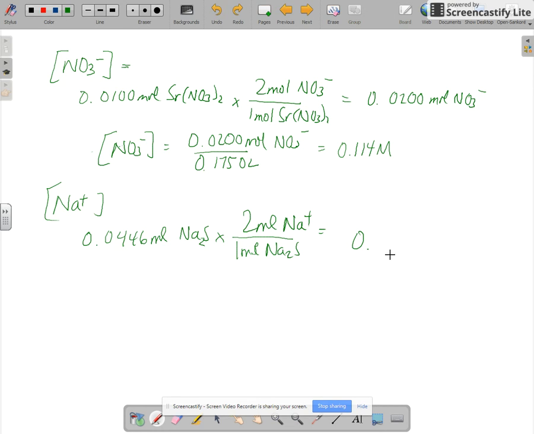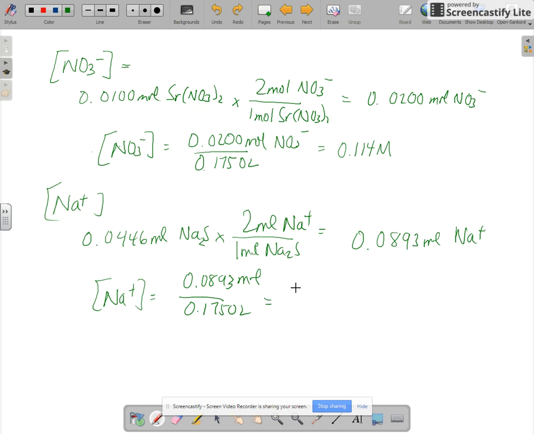That comes out to 0.0893 moles sodium ions. So last but not least, icing on the cake, take your total moles, 0.0893, and divide by, again, that total volume of 0.1750 liters. Bing, bam, boom, done. So that's how you get your 0.510 molar sodium ion solution.